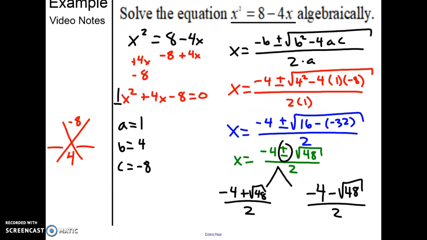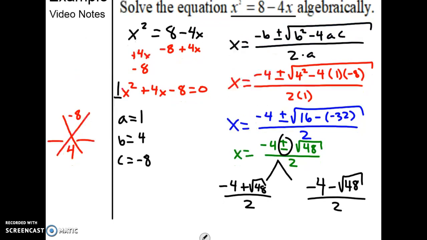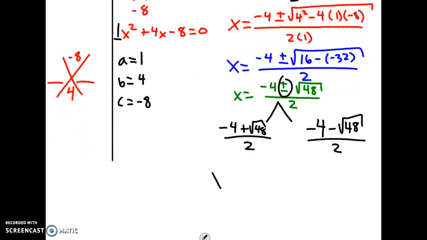After you do that, you should get two solutions that come out to be decimals, because if they were whole numbers, we would have been able to factor it, and we wouldn't have to use this quadratic formula. So the two solutions: the one from adding is 1.46, rounded to the nearest hundredth, and then this would be a negative 5.46. Those would be your two solutions.